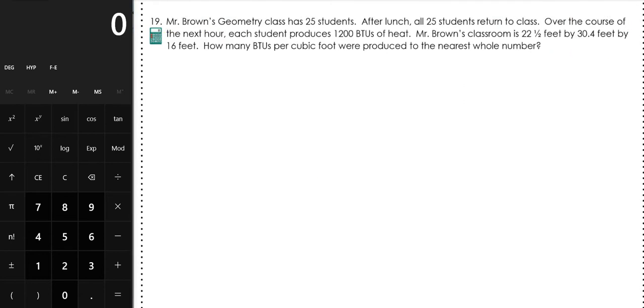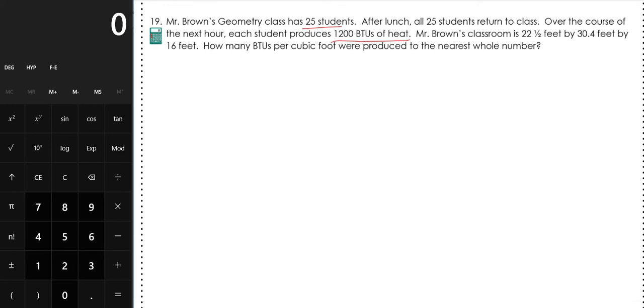Number 19. Now there's a lot of really great things to talk about with this question, so let's get started. Mr. Brown's geometry class has 25 students. So there's 25 students in one class. After lunch, all 25 students return to class. Over the course of the next hour, each student produces 1,200 BTUs of heat. Now, you may have never heard of BTUs before, but it stands for British Thermal Unit. So they let out 1,200 BTUs of heat each for each student.